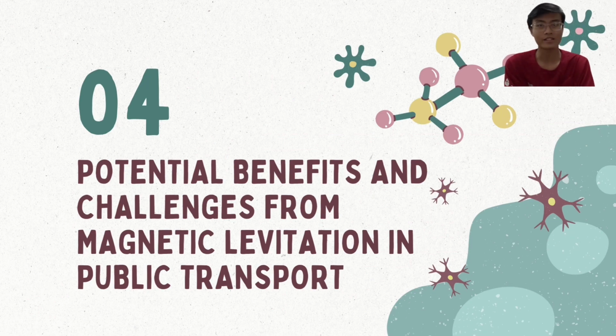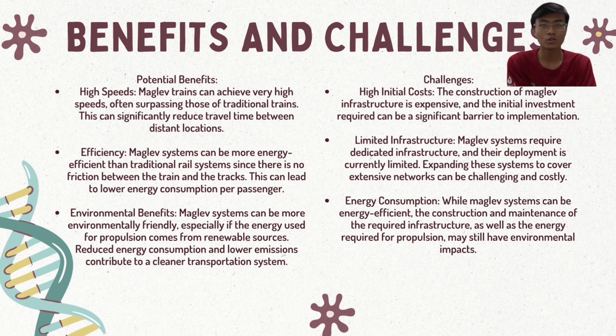Potential benefits and challenges of magnetic levitation in public transport. So for the potential benefits, firstly, high speeds. Maglev trains can achieve very high speeds, often surpassing those of traditional trains. This can significantly reduce travel time between distant locations. Second, efficiency. Maglev systems can be more energy efficient than traditional train systems since there is no friction between the train and the tracks. This can lead to lower energy consumption per passenger.